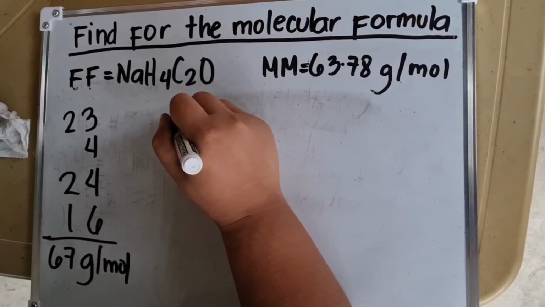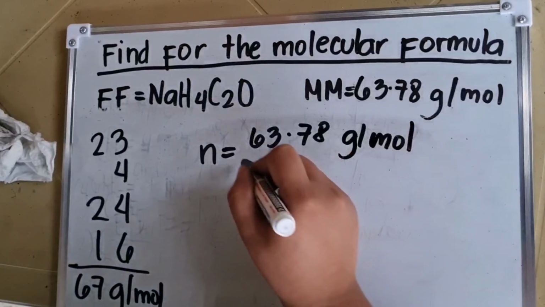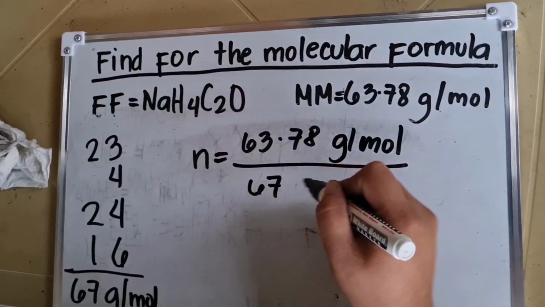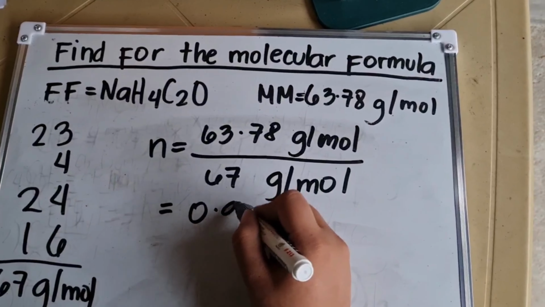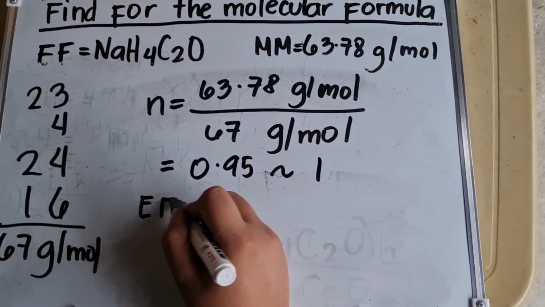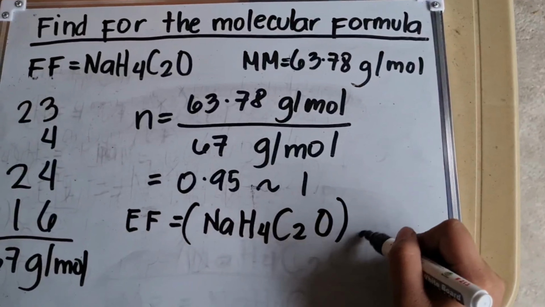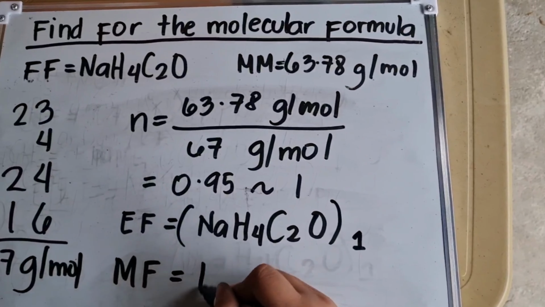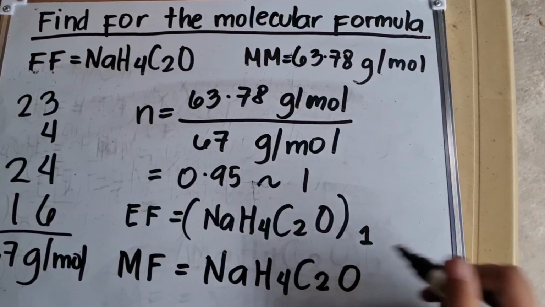Next is to divide the molar mass by the empirical formula mass. 63.78 grams per mole divided by 67 grams per mole is equal to 0.95, or approximately equal to 1. Multiply the empirical formula by the value that we got a while ago. Then we will have our molecular formula, which is NaH4C2O.